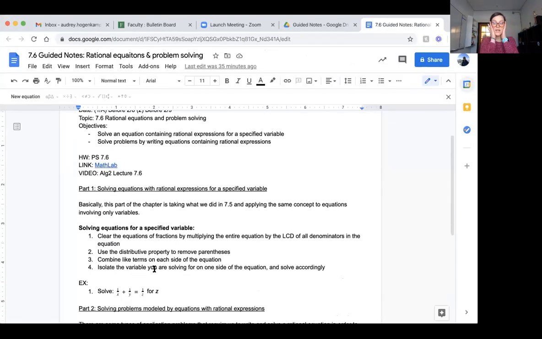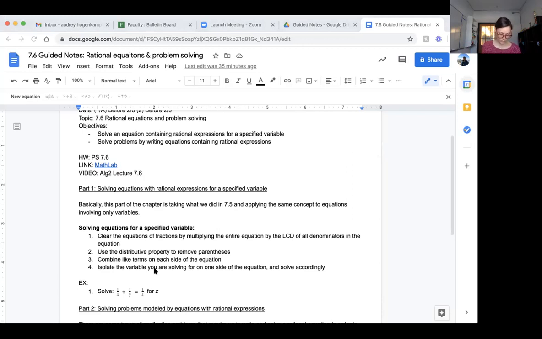So part 1 is solving equations with rational expressions for a specified variable. So this is like when we have equations that have a bunch of different variables. And this is applicable in, what comes to my head is chemistry, because chemistry has a lot of equations that have a lot of different variables. Like the one I'm thinking of is PV equals nRT, which is talking about pressure, volume, that type of thing. Physics has mass equals force times acceleration, that type of thing.